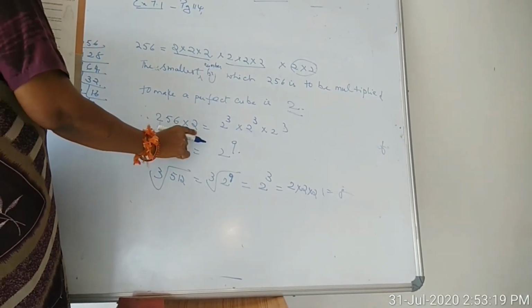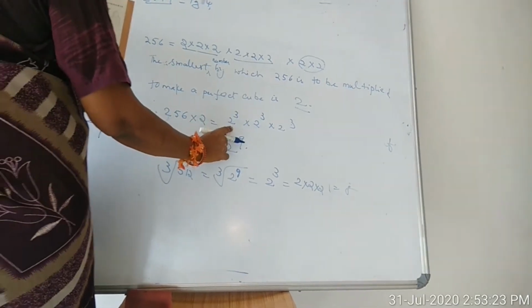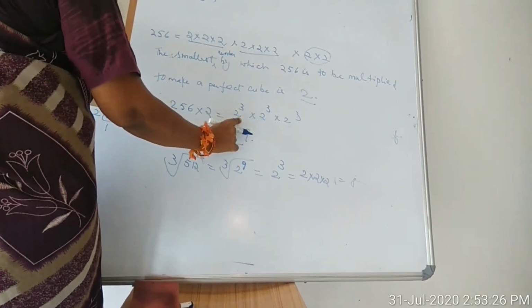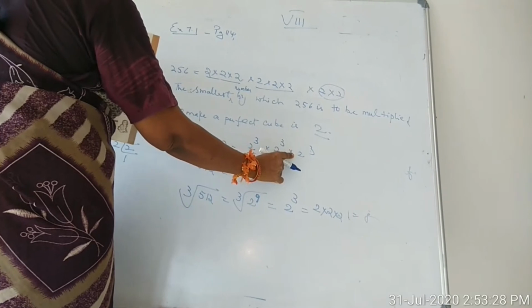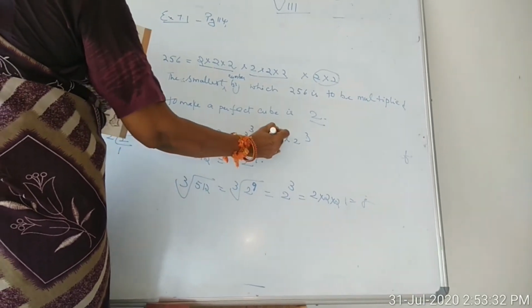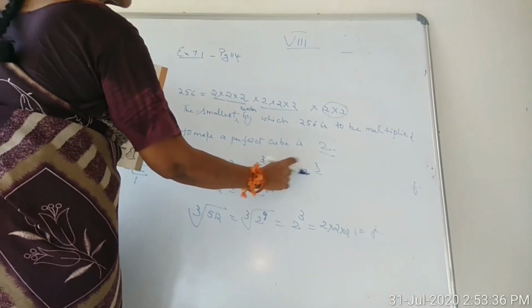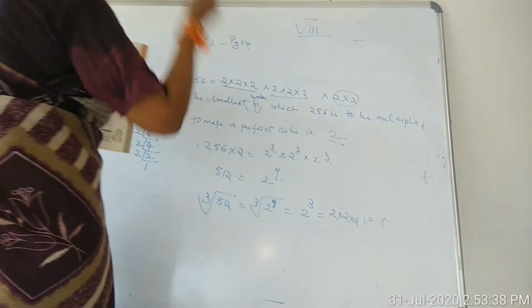What is 256 into 2? 512. Apply the laws of exponents. a to the power of m into a to the power of n is equal to a to the power of m plus n. Add your powers, children. 3 plus 3, 6. 6 plus 3, 9.